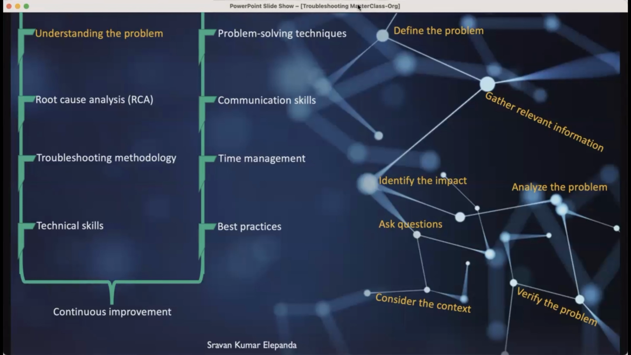Excuse me, in their own language. So start understanding the context of the problem, including the system architecture, configuration, and environment. This will be really helpful to identify the potential root cause and determine the scope of the problem.